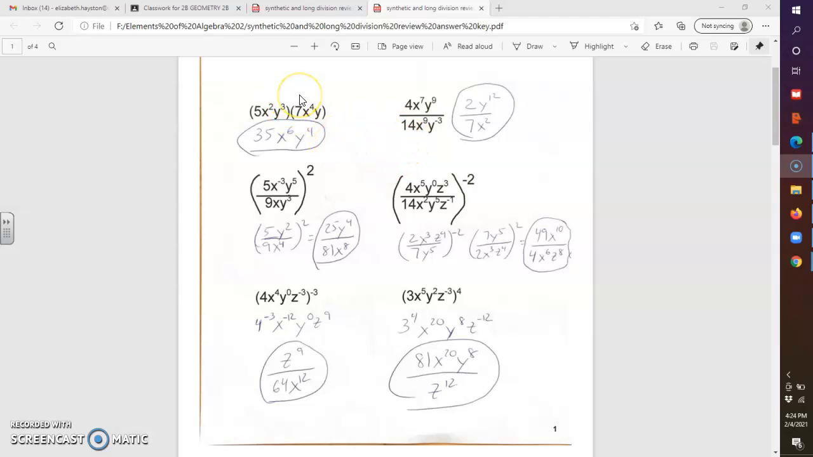All right, so we're going to review for your upcoming test. I'm going to go through the review on exponent rules as well as long and synthetic division. So with the exponent rules, our first step, it's 5 times 7 is 35.